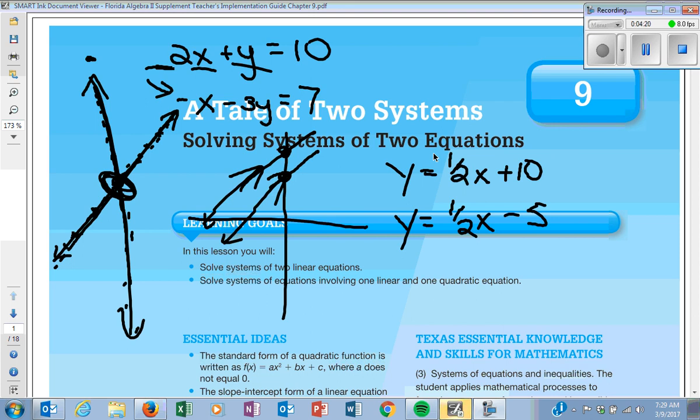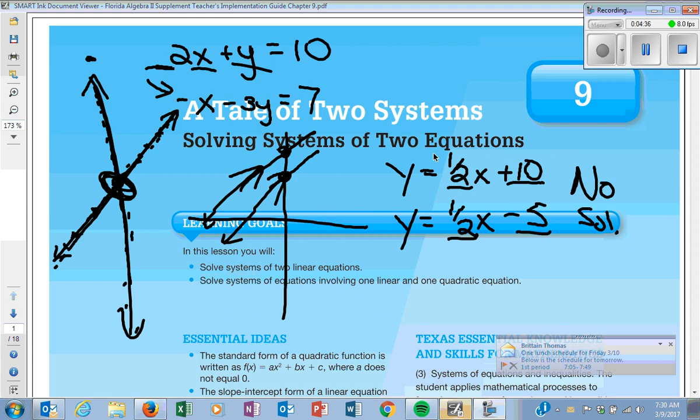So right here, are those guys going to have a solution? No, because I look right here and I go, same slope, different y-intercept, they're going to be parallel to each other. There is no solution that's going to make both of them true. They're never going to touch.